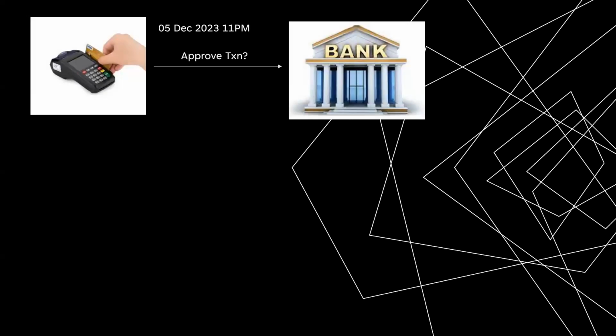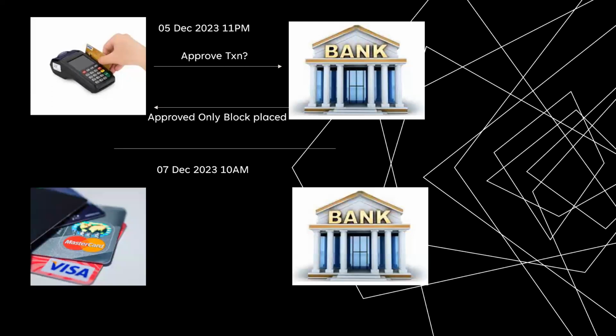Now let us go to another scenario where a customer has traveled abroad, and he is using his debit card to do some purchase. He is doing a transaction at 5th December, 11 p.m. The transaction is made in the POS machine, and the POS machine is asking for an approval, and the bank is just placing an amount block. It will not post an accounting entry, and it confirms the transaction.